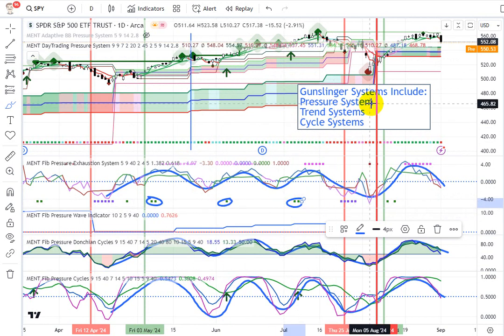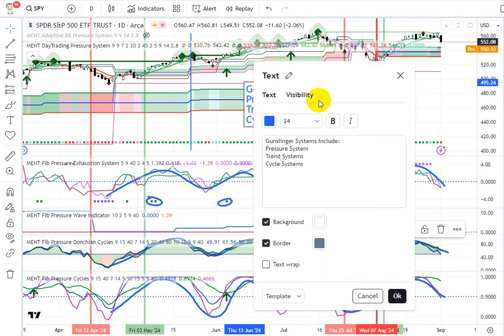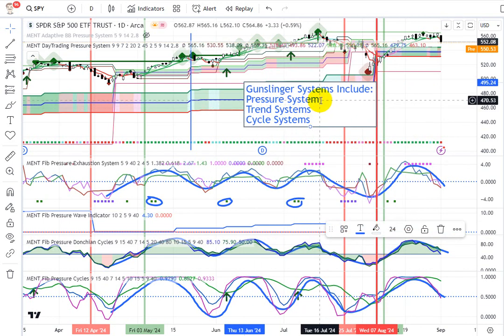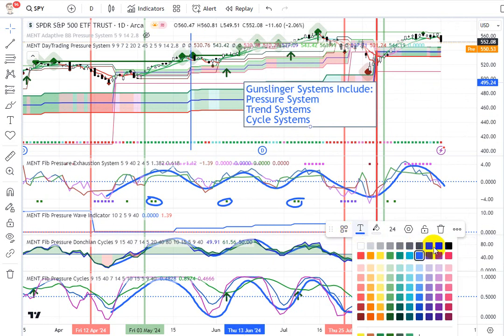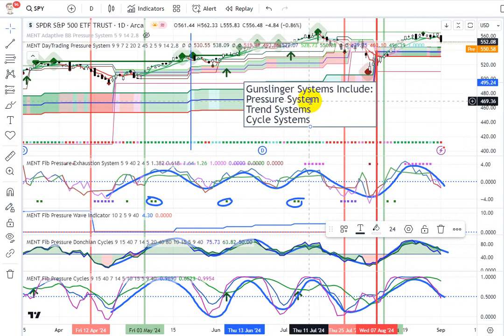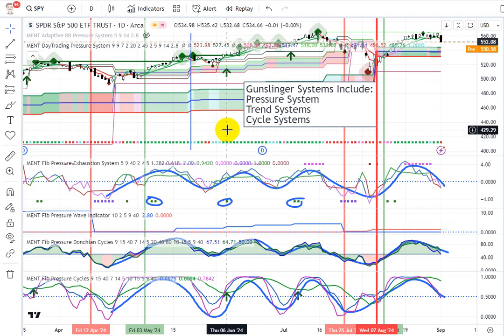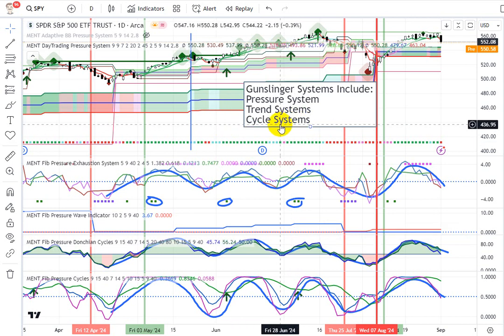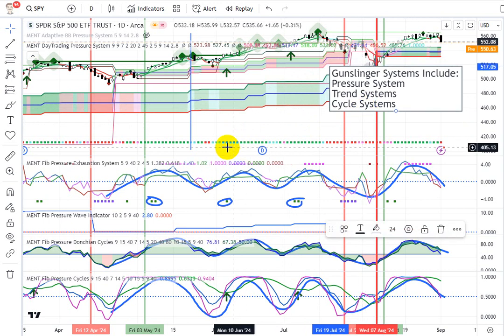We use the pressure system, which is in everything. Remember, the pressure system is included in every one of these indicators. So the pressure system here is the core element to what we're doing. The trend systems then help us define trending, and the cycle systems help us define where we want to enter or potentially enter the markets. So I'll give you an example of a pressure system where these little blocks, they represent this pressure mode designed to show you in trading blocks what's happening.